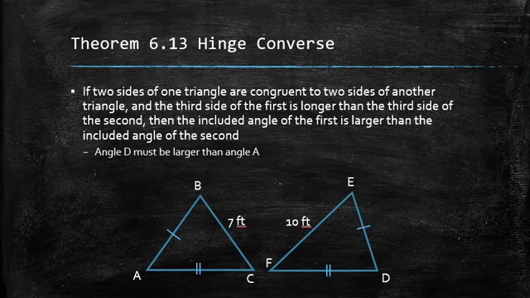This is the converse of the hinge theorem. If two sides of one triangle are congruent to the two sides of another triangle, and the third side of the first is longer than the third side of the second, then the included angle of the first is larger than the included angle of the second. For example, if we know that segment FE is 10 feet and segment BC is 7 feet, and we know that segment AB is congruent to segment DE and segment AC is congruent to segment DF, then we know that angle D is larger than angle A.